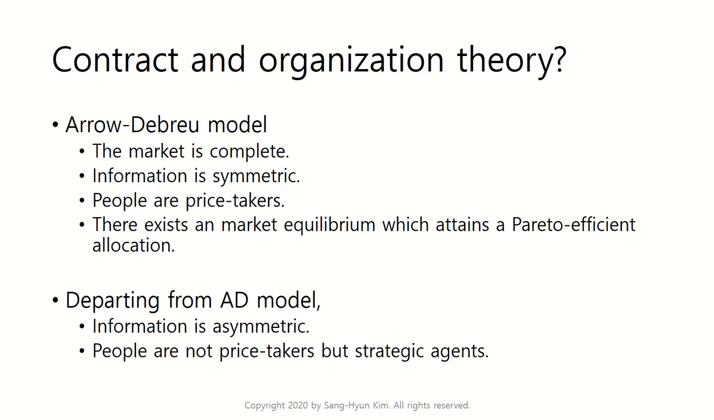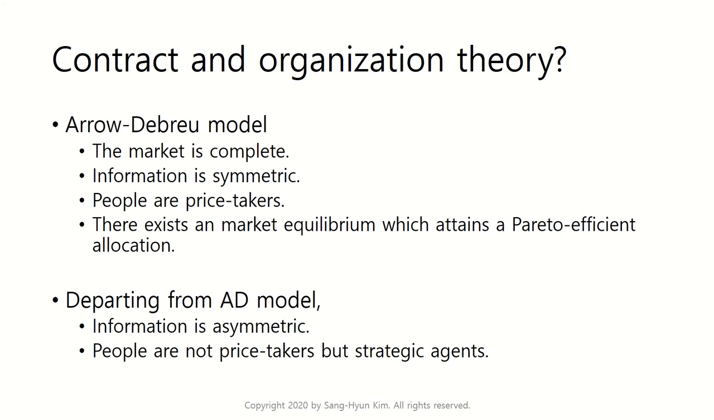I want to add a few more words about contract and organization theory. So the starting point is the Arrow-Debreu model. It's also called the general equilibrium model. So the basic assumptions are these. The market is complete, and information is symmetric, and people are price takers. So what do I mean by market is complete? Market completeness means that there is a market for pretty much everything. So if you want to buy something, then there is a market for that, which is somewhat unrealistic.